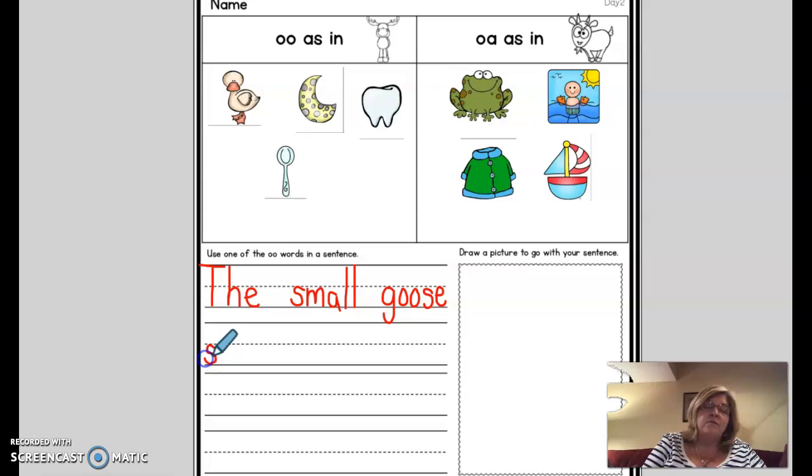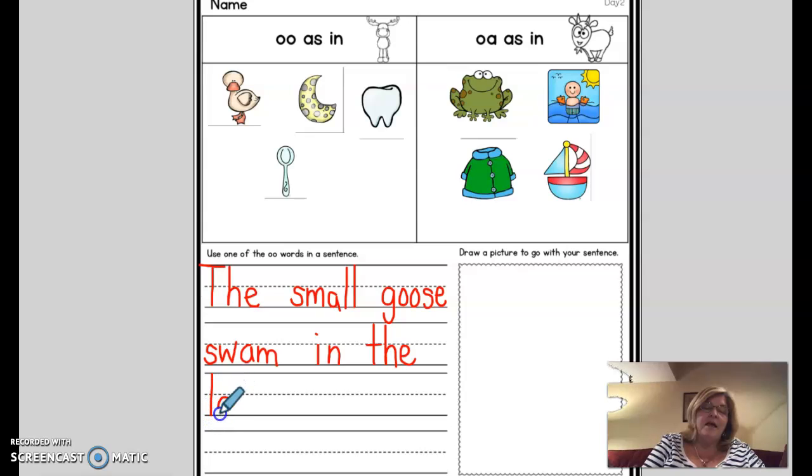S-w. The small goose swam in. We know that word. I-n. Remember the dot for your I goes up here. We don't want a lollipop where it's attached. In the. This time I need to use a lowercase t to spell the. Why do I use a lowercase t? Because it's in the middle of my sentence. The small goose swam in the lake.